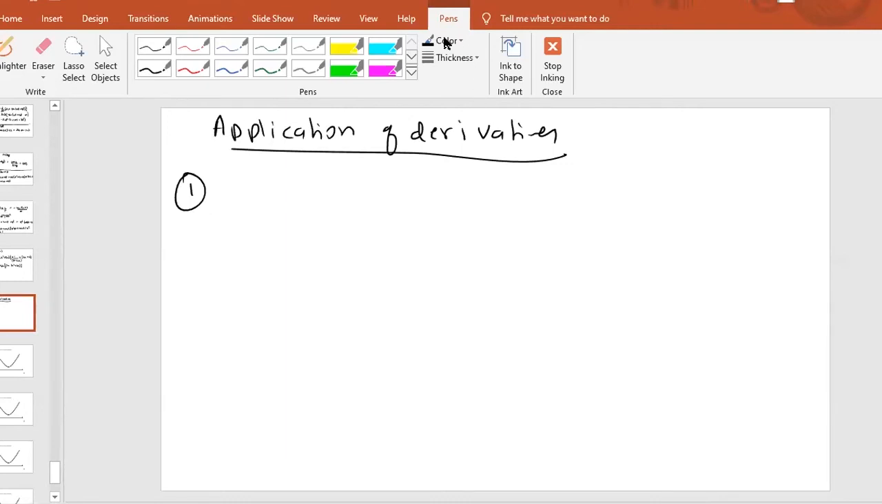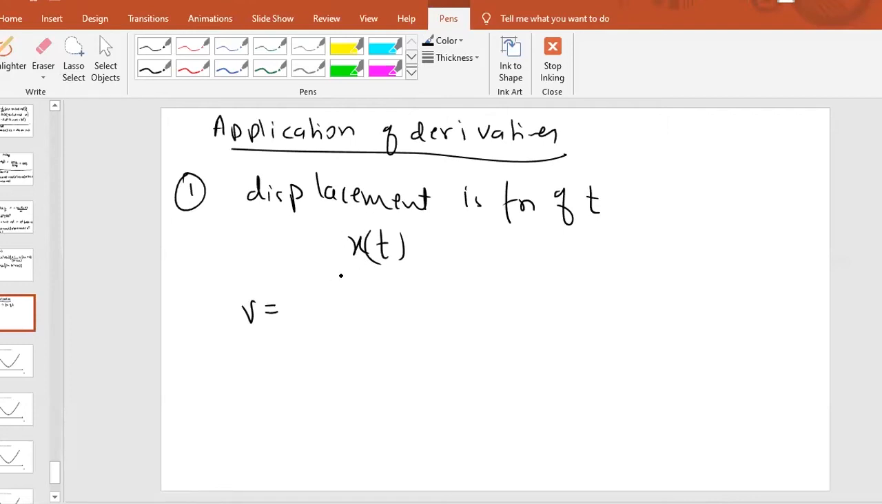If displacement is given as a function of time, denoted by x, we can write x as a function of time. Then velocity is the differentiation dx by dt. We can find the velocity by differentiating x with respect to t. This is known as instantaneous velocity.